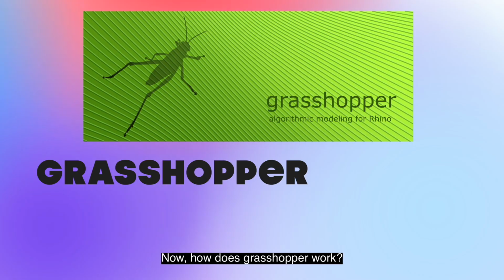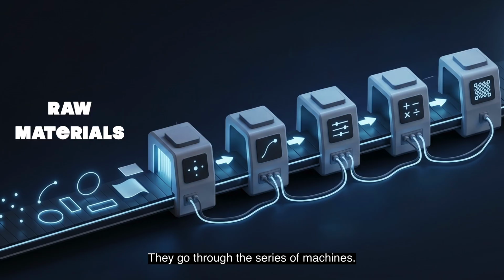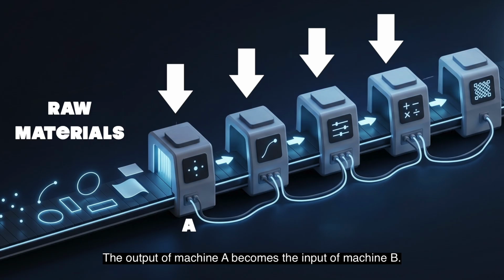Now, how does Grasshopper work? Think of a factory assembly line. Raw materials come in on the left side, they go through a series of machines, each machine does one specific job. The output of machine A becomes the input of machine B. Finished products come out on the right side.